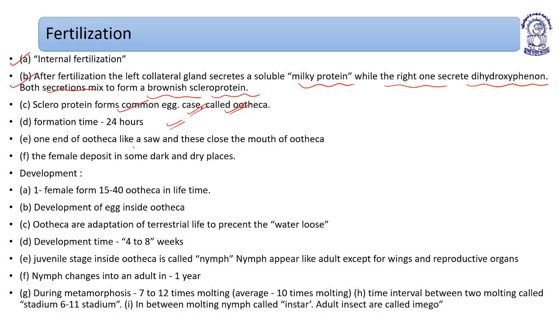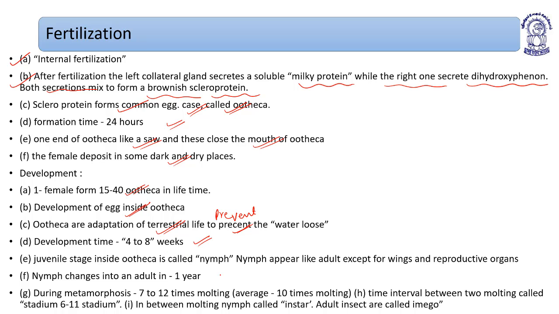One end of the ootheca is like a saw, and this closes the mouth of the ootheca. The female deposits it in some dark and dry places. One female forms 15 to 40 ootheca in a lifetime. Development of the egg takes place inside the ootheca. Ootheca is an adaptation of terrestrial life to prevent water loss. Development time is 4 to 8 weeks.